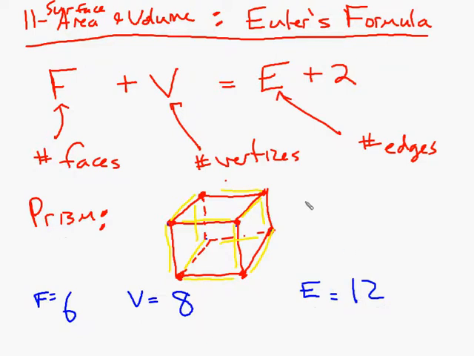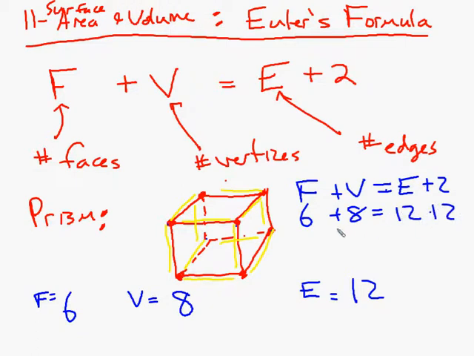All right, so let's verify the formula. F plus V must equal edges plus 2. So 6 plus 8 must equal 12 plus 2. 14 equals 14. Yay. Okay, so we have verified that formula. Now, let's say that I'm missing one of these. Like I know 2 of the things, but I want to know the other one. Well, then it's just an equation. So let's set up an equation.